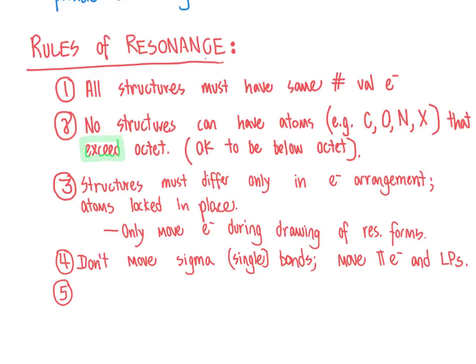So then the next thing to keep in mind when we're looking at resonance is that if we have a pair of electrons, both of those electrons of the pair typically have to move together to form resonance structures. So you have to move both electrons from the pi bond or both electrons of the lone pair when we're drawing an additional resonance structure.